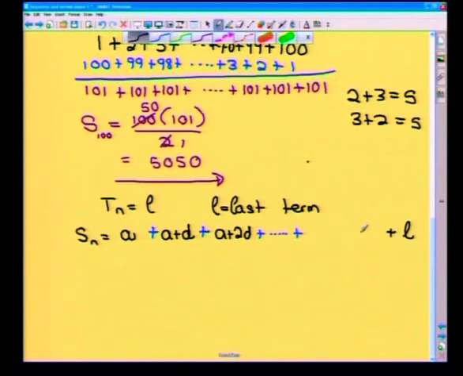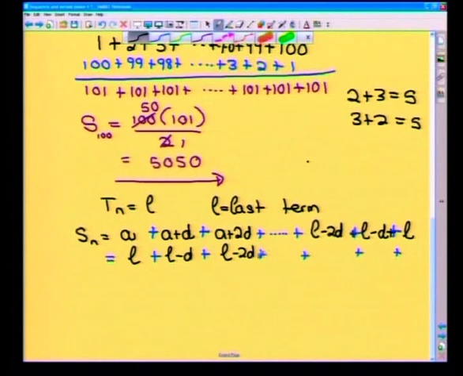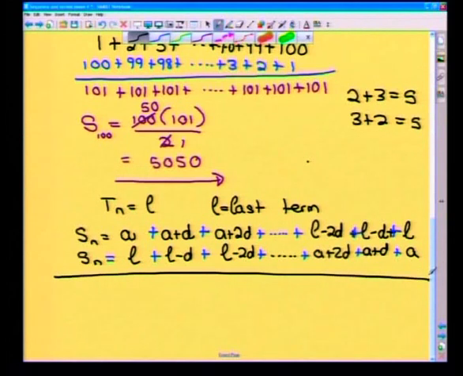What would the term before that be? It would be last minus difference. And the term before that would be last minus twice the difference. Let's just make these blue so we separate our terms clearly. Now, what did Gauss do? He then reversed the order. So he said, okay, fine. Let's keep this running exactly the same way, and let's reverse our order. So he went L minus D, L minus 2D, dot, dot, dot, dot, A plus 2D, A plus D, A. And he said, that's still Sn, which it is, just in a different order, but the same thing.